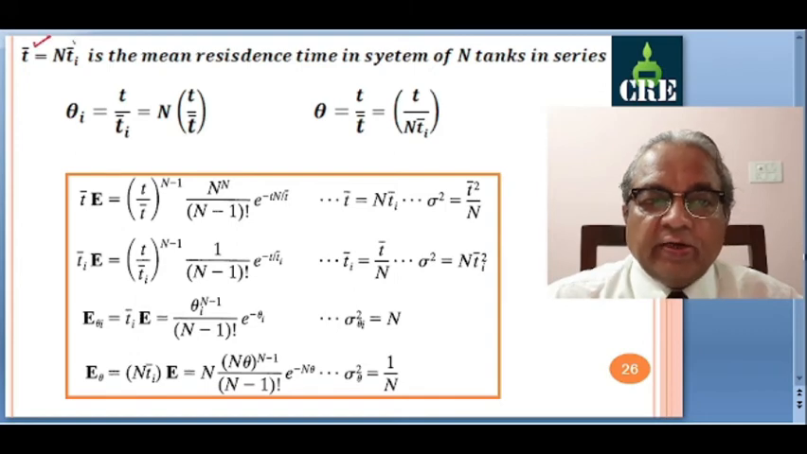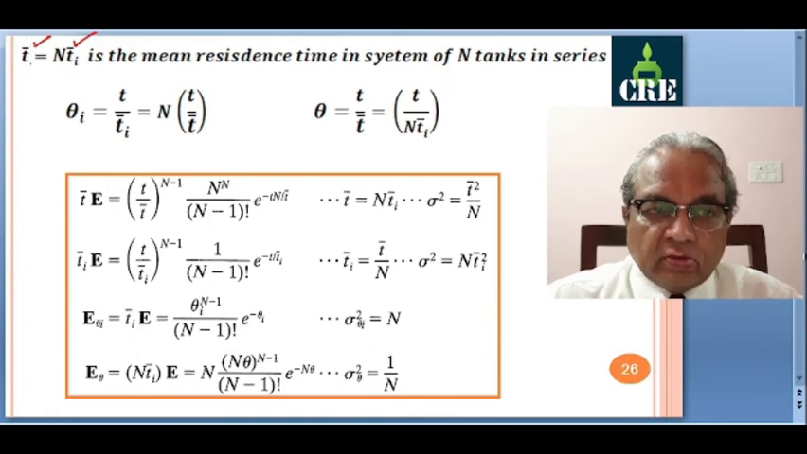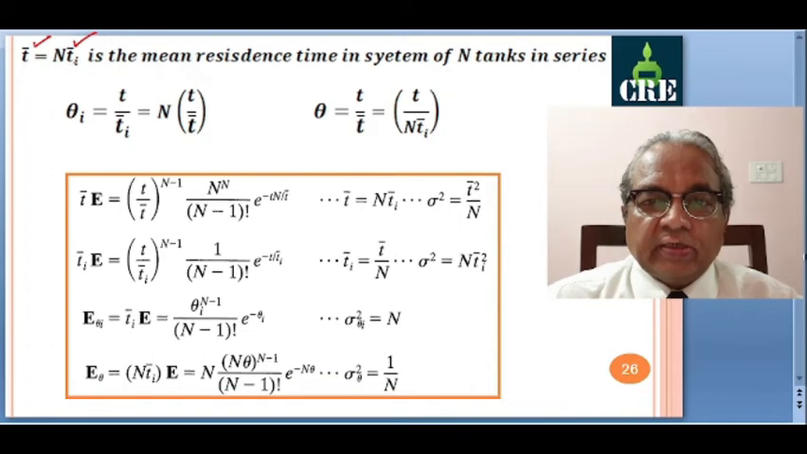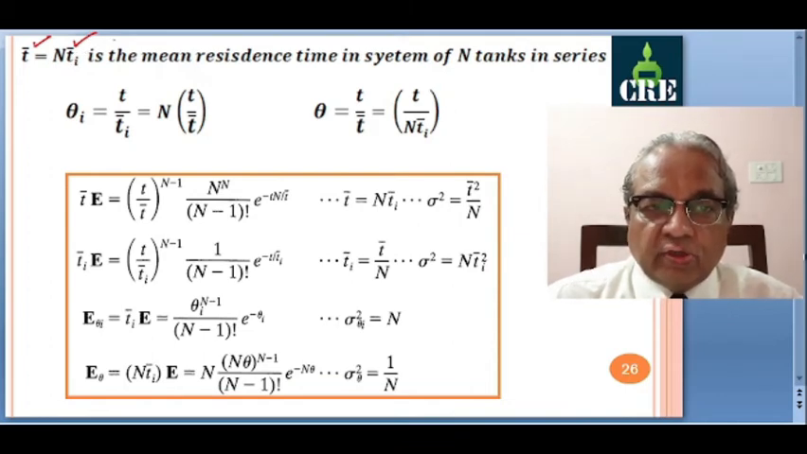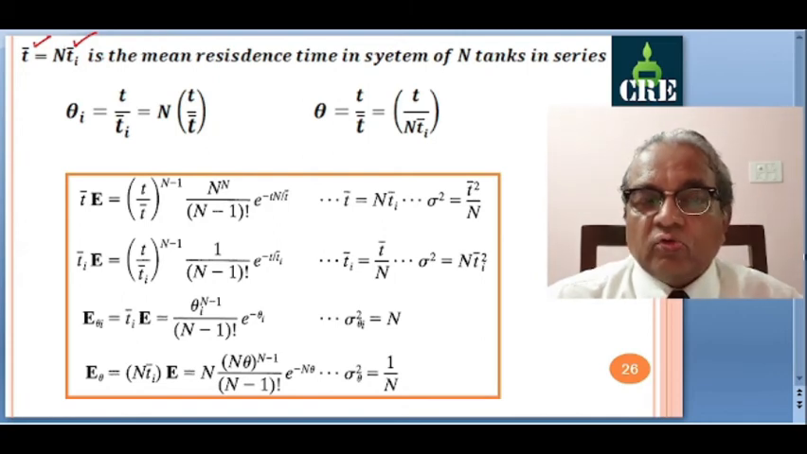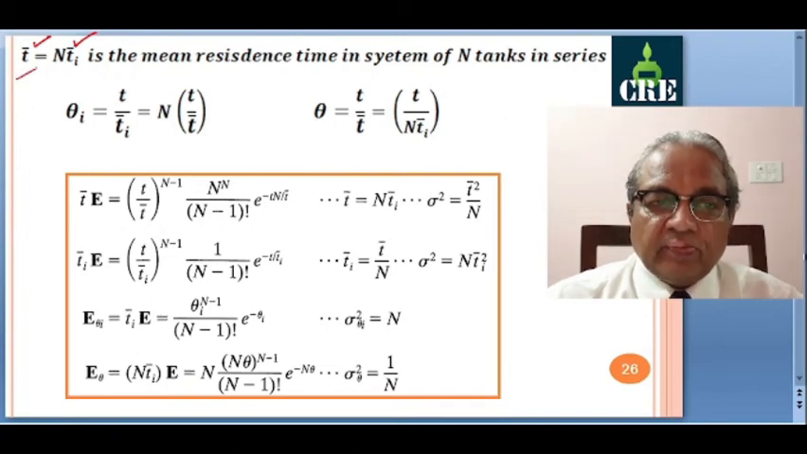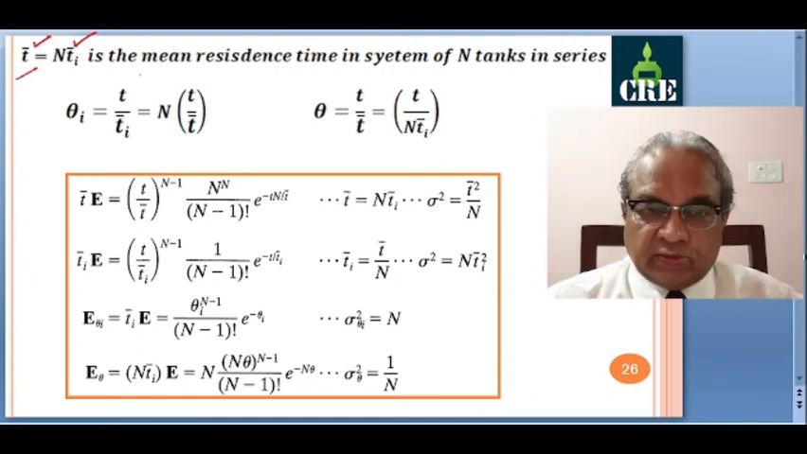T bar is N times Ti bar. So from this, when this subscript i is there, this indicates each tank. So T1, T2, T3, T4 and so on. Like N tanks you have, and Ti are equal. That means T1 is equal to T2 is equal to T3 is equal to Tn. So N times Ti is simply this mean residence time in the system of N tanks in series.